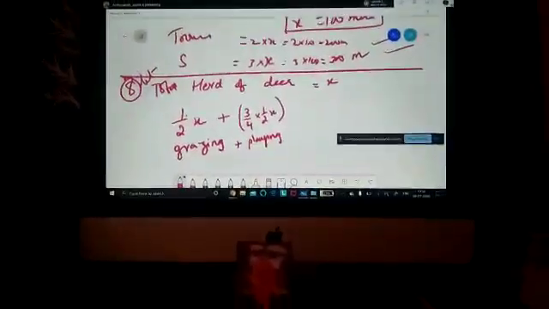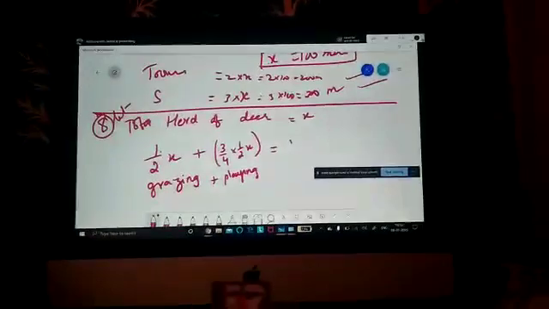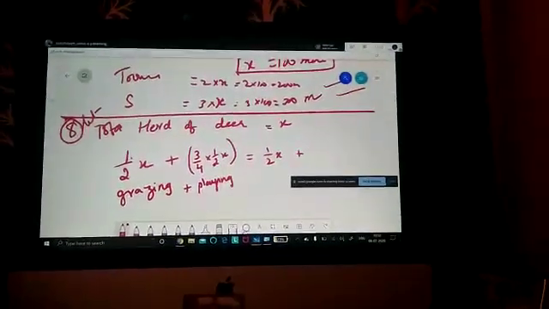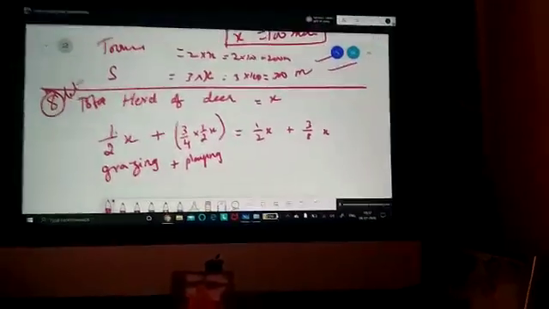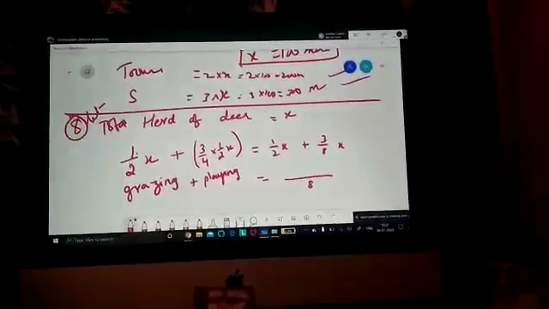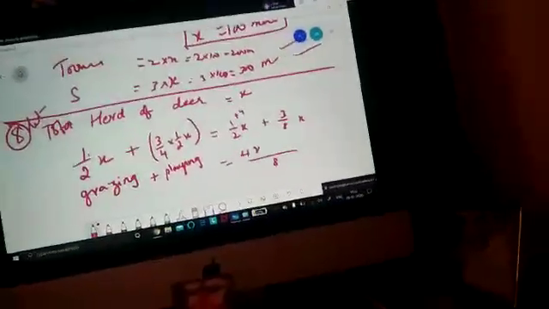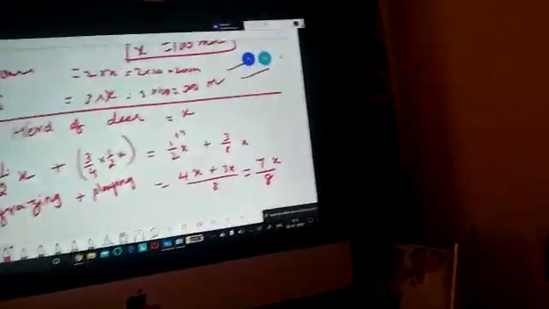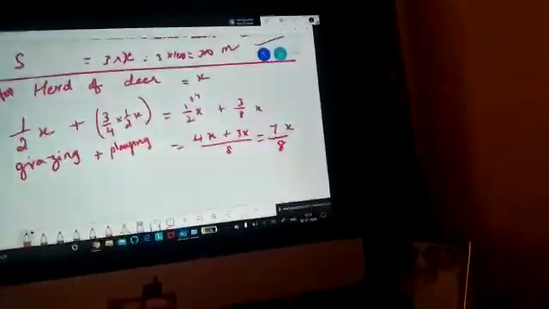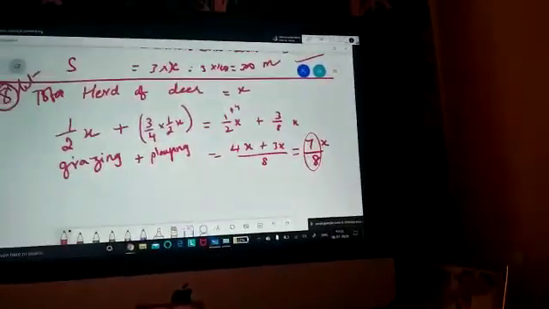So 1/2 plus 3/4 into 1/2. So 1/2 x plus this is 3/8 x. So I will do the calculation. 8 means LCM is 8, so I should multiply 4 here, right? 4x plus 3x. What is 4x plus 3x? 7x by 8. So 7x by 8 are playing and grazing.